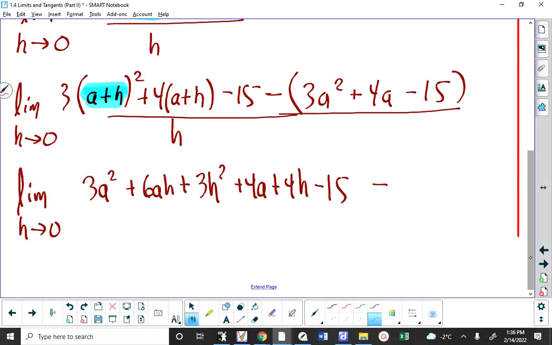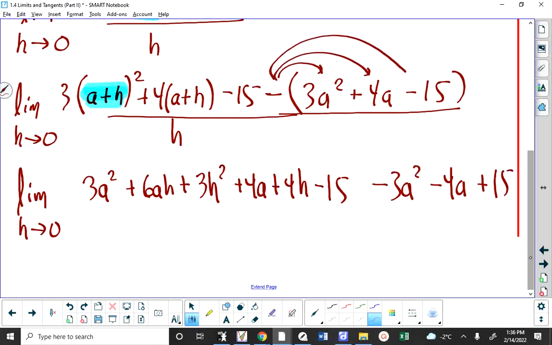Then I have minus 3a squared. I have minus 4a, and I have minus negative 15. So I'm distributing, everybody, this negative into that trinomial. This is over h.